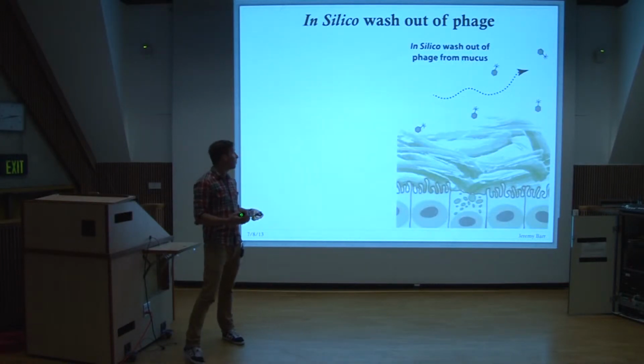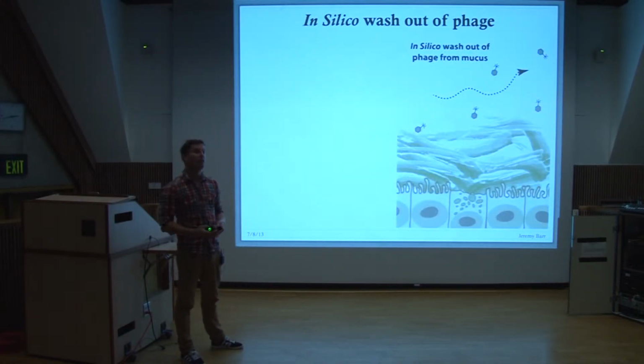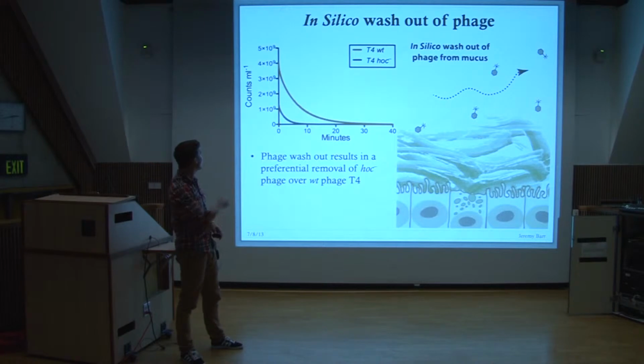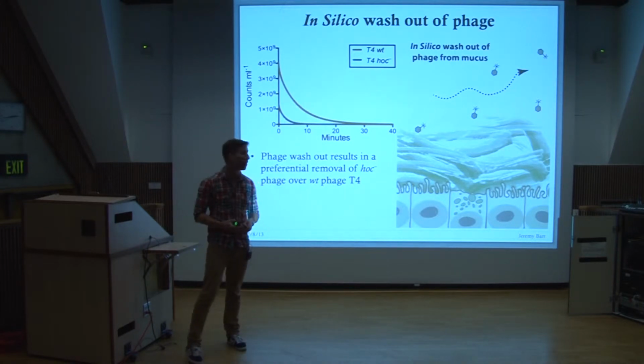So next we wanted to model the in silico washout dynamics of these phage. So we removed the phage washing across this surface and simply washed with a buffer control. And what we found was that, again, both phage actually wash out from this mucosal surface quite rapidly, and we have this preferential removal of the Hoc knockout phage, which are diffusing out a lot quicker, whereas the wild type phage are maintained within that mucosal surface for longer.